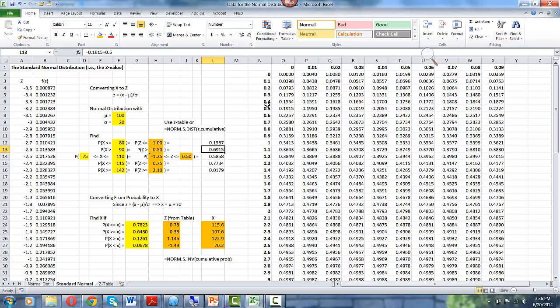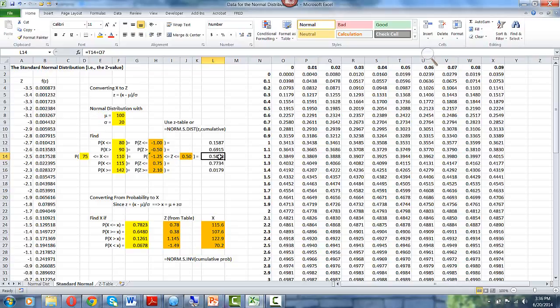So I look up 0.5, since I don't have a minus 0.5. I look up 0.5. I get 0.1915. So that's the area between 0 and minus 0.5. Well, I want everything above that. So I've only got a portion of it. Now I need to add the right-hand side area, which is 0.5. So now I've got 0.6915.